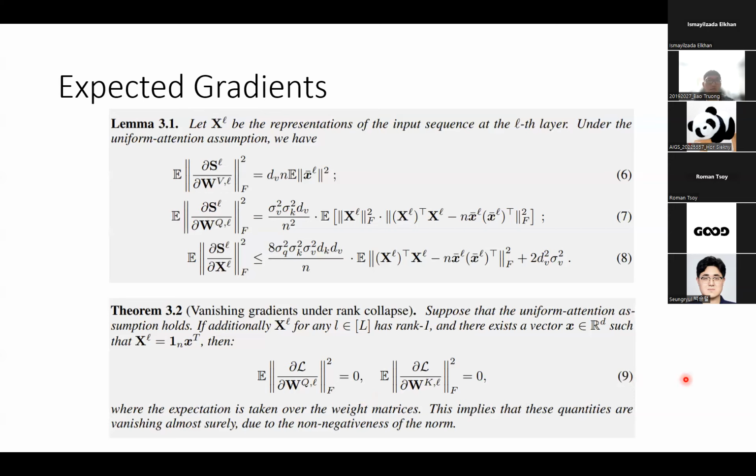And by Theorem 3.2, they conclude that the rank collapse issue corresponds to an initialization in a region of vanishing gradient. And this answers the question. So let's move on to the skip connection.